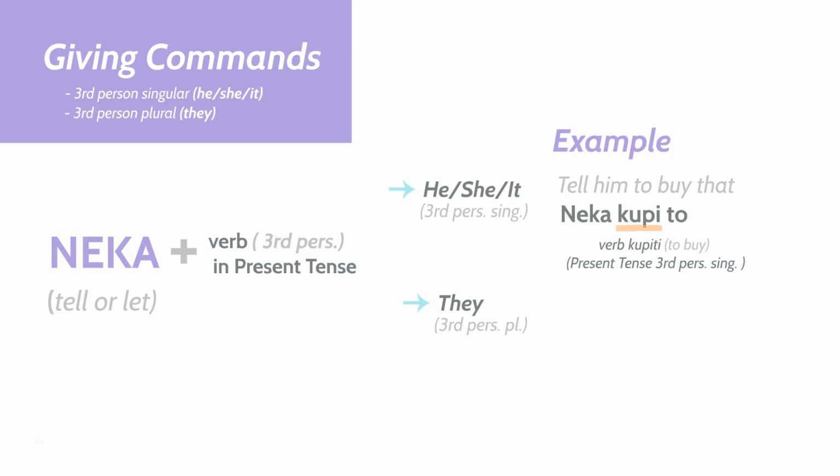The same principle applies if you want to give a command to third person plural, meaning tell them to buy that. Again, we start with neka, which loosely translates to tell or let them, followed by the verb in the third person plural present tense. In this case, this is kupe. So to say, tell them to buy that, we would say neka kupe to. In our next video, we will practice forming the imperative in Serbian.